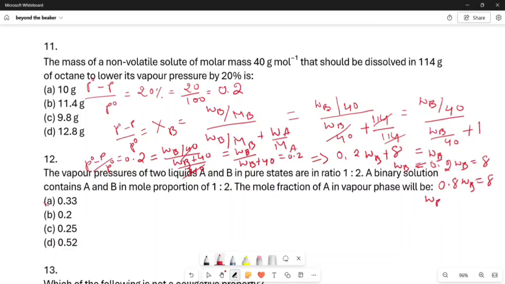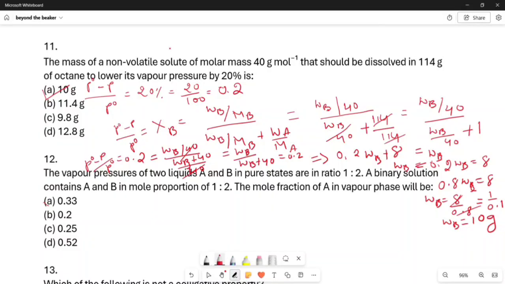Therefore, WB is equal to 8 divided by 0.8, 8 divided by 8, 1 divided by 0.1, becomes WB, it is equal to 10 grams. So the correct answer is 10 grams. Next we move to the next question.